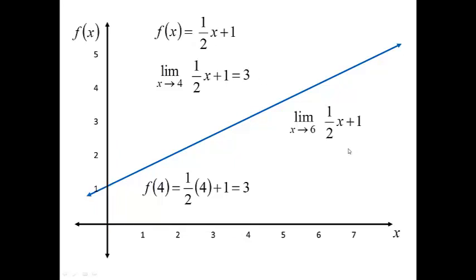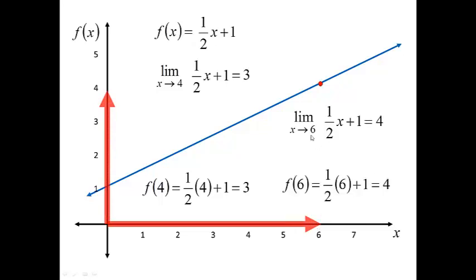So let's try a different one. What about, for the same function, let the limit go to 6 for x. X is trying to get to 6. Where is the function trying to go to? Well, if we let x go to 6, it looks like the function's trying to get to 4. Or if we do a direct substitution, we can substitute the 6 in for x. We get 1/2 of 6 is 3. 3 plus 1 is 4. And this is just the notation for the fact that we put in a 6 for f.